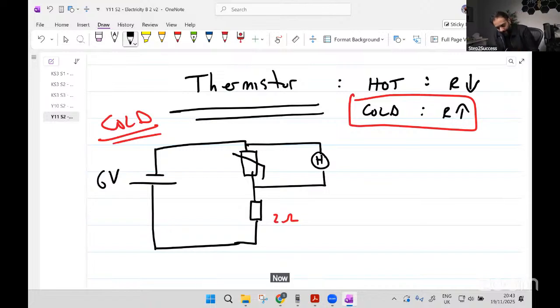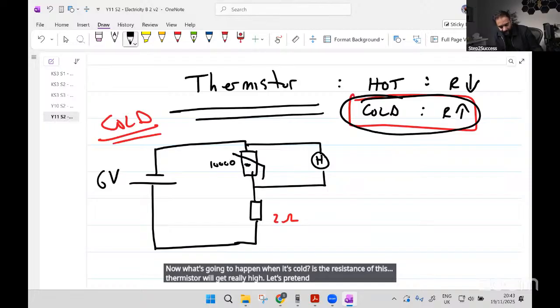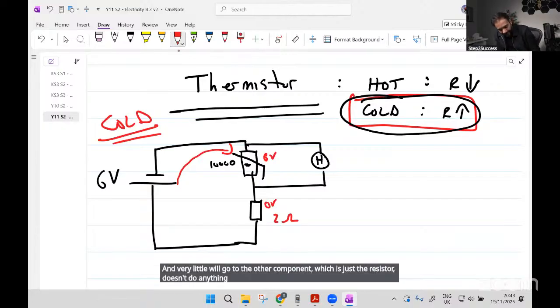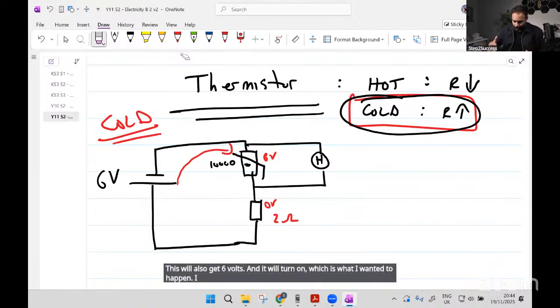Now what's going to happen when it's cold is the resistance of this thermistor will get really high. Let's pretend 10,000 again, just for the sake of it, right? Which means that it will pull most of that 6 volts. And very little will go to the other component, which is just the resistor, doesn't do anything. So you see, because this is getting 6 volts now, and it's set up as a parallel circuit here, this will also get 6 volts, and it will turn on, which is what I wanted to happen. I wanted it to be on when it was cold. It didn't work as a normal circuit. It was off when it was cold. But this way, it's on when it's cold.